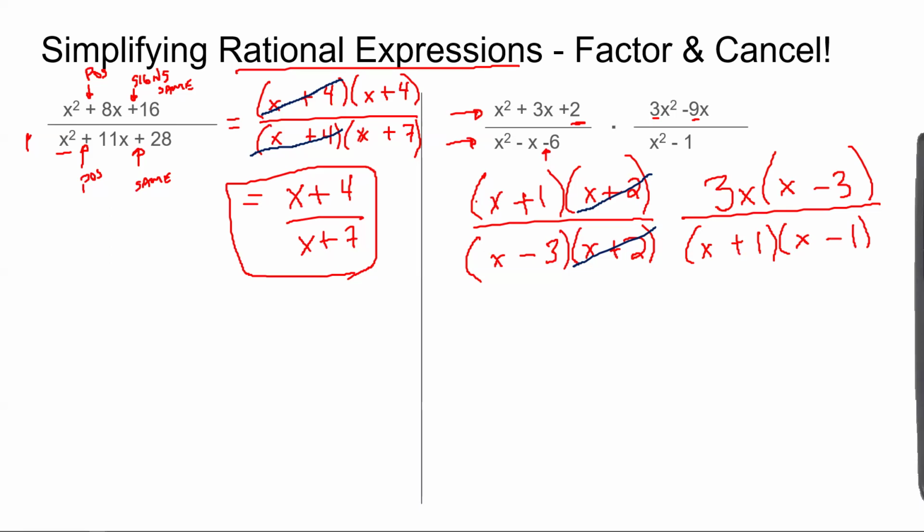You could FOIL all this stuff out, make sure that it all happens right. But we're looking for more stuff to cancel. So let's move along here. I see this x minus 3 on top and another one on the bottom. So I'm going to cancel the x minus 3 on top with this x minus 3 on the bottom.